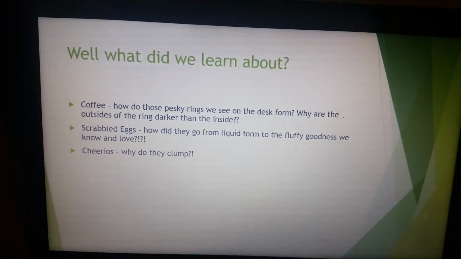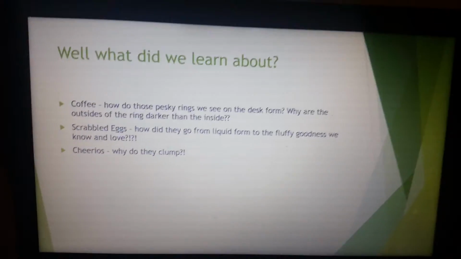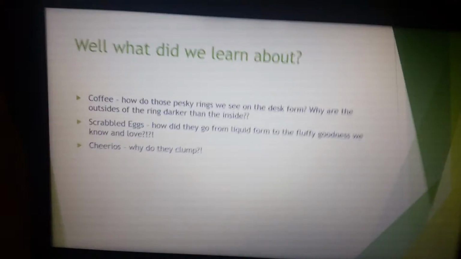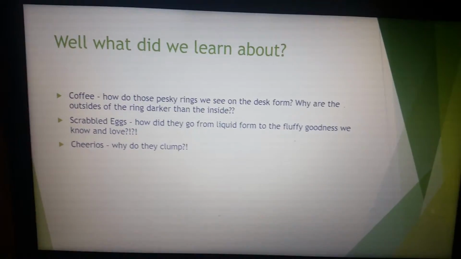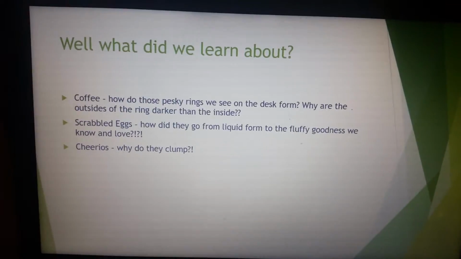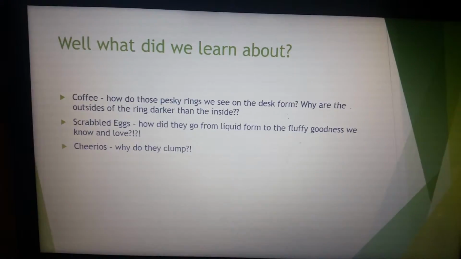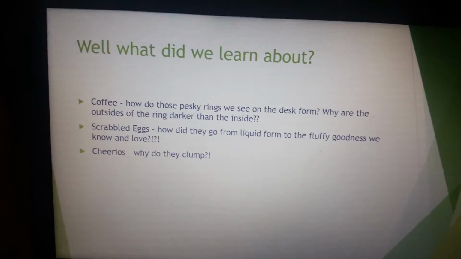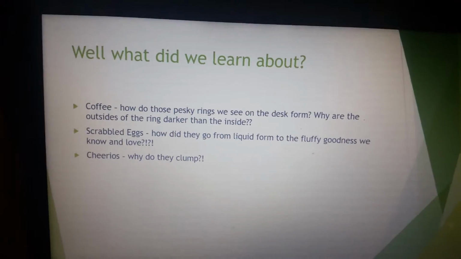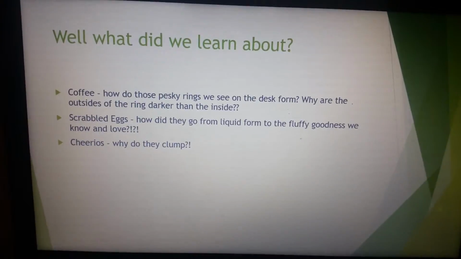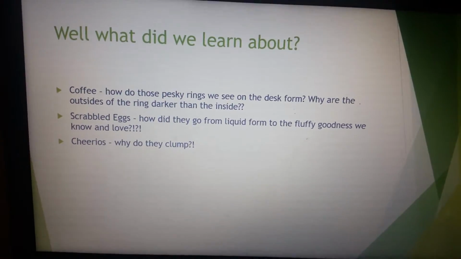So we learned about coffee. Those rings that you see all over the tables after you've had coffee, yeah, we worked on those. How do they form? And why are the outsides of the ring darker than the insides? We also learned about scrambled eggs. How do they go from the liquid form to the fluffy goodness that we know and love?